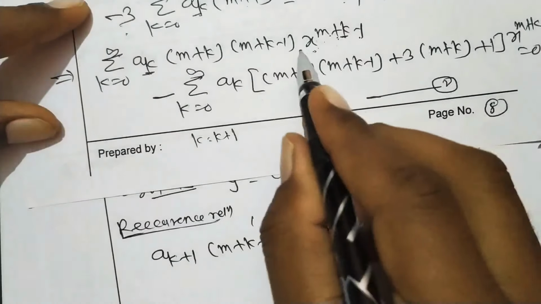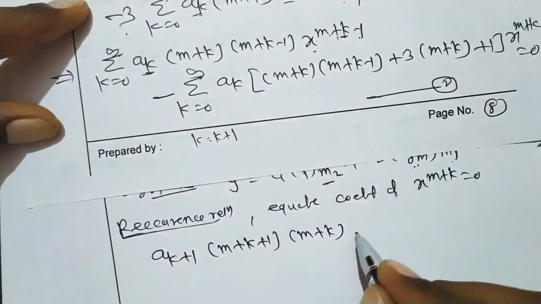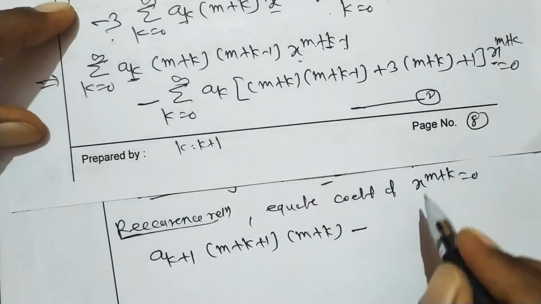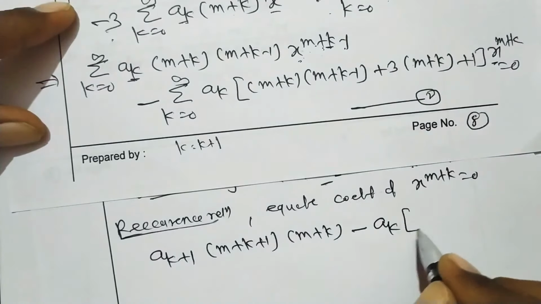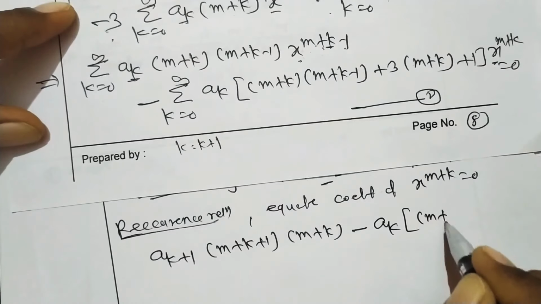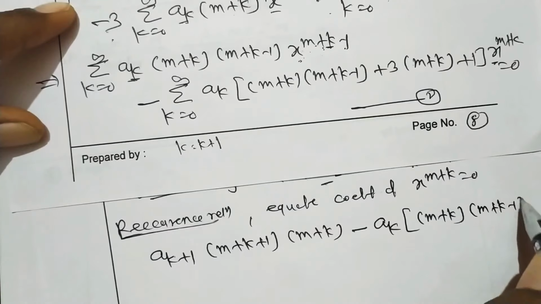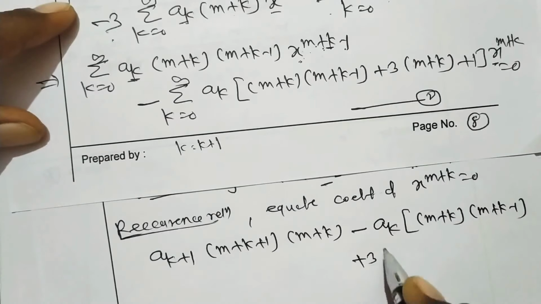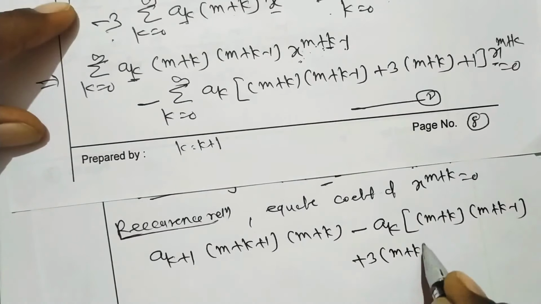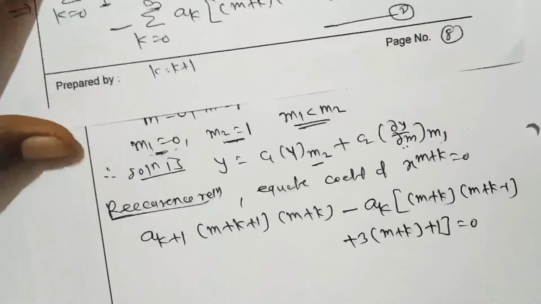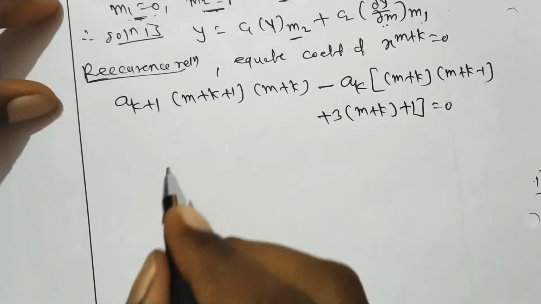So this is the coefficient of x raised to m plus k from this series, minus from this is x raised to m plus k, its coefficient is ak into m plus k into m plus k minus 1 plus 3 into m plus k plus 1 equate with 0. Now try to simplify this and try to find recurrence relation here.